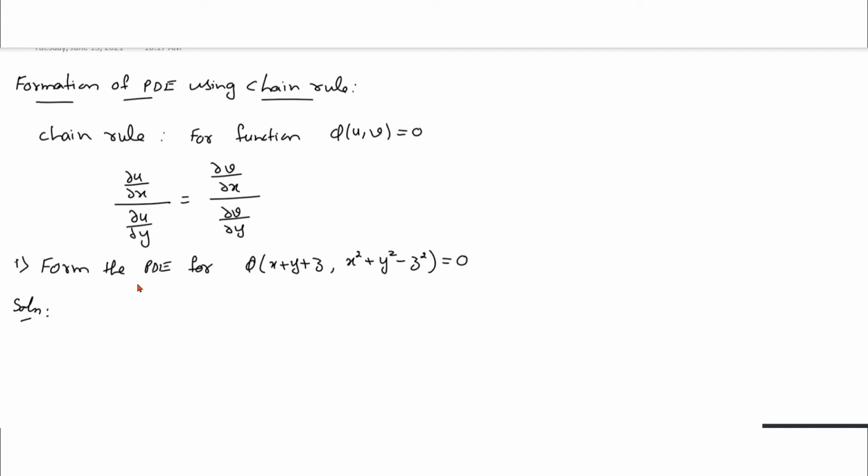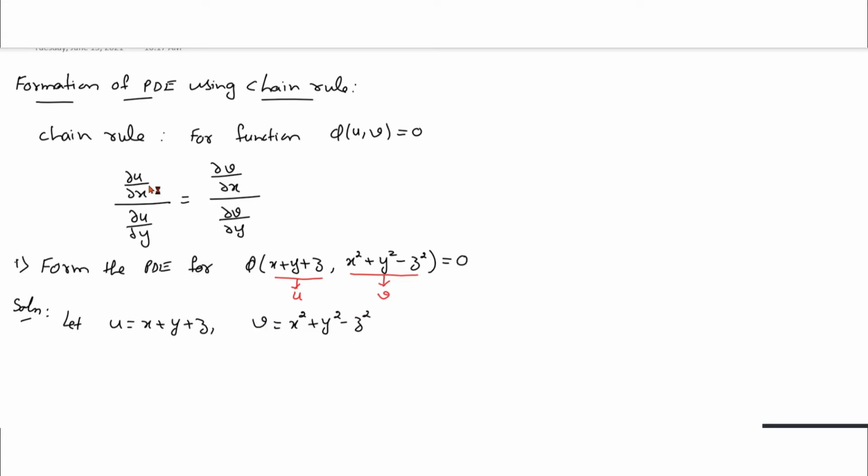So when to use the chain rule, I have clearly told you that it should be in the form of phi of u comma v. So if you observe over here, this first function will be acting as your u value, and the second function will be acting as your v value. So you have u and v. Let u is equal to x plus y plus z, and the second value v is equal to x square plus y square minus z square. So these are the values of u and v.